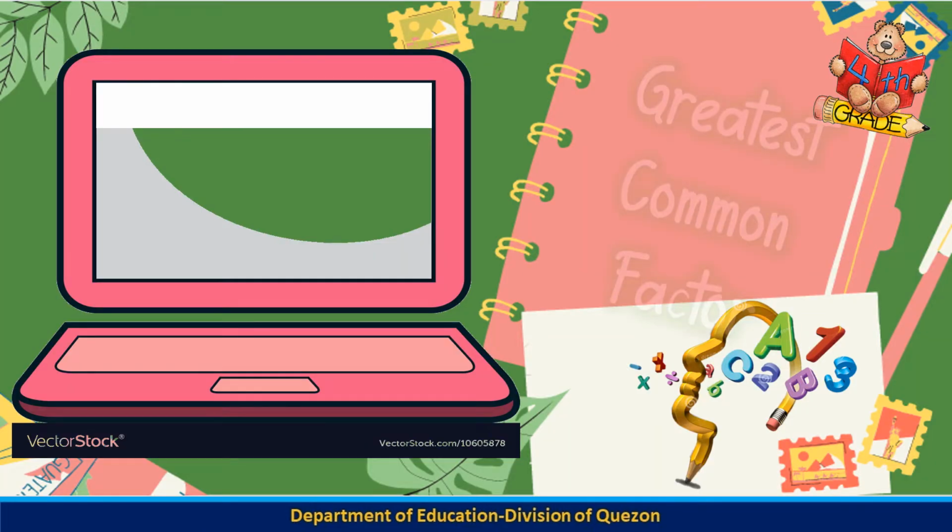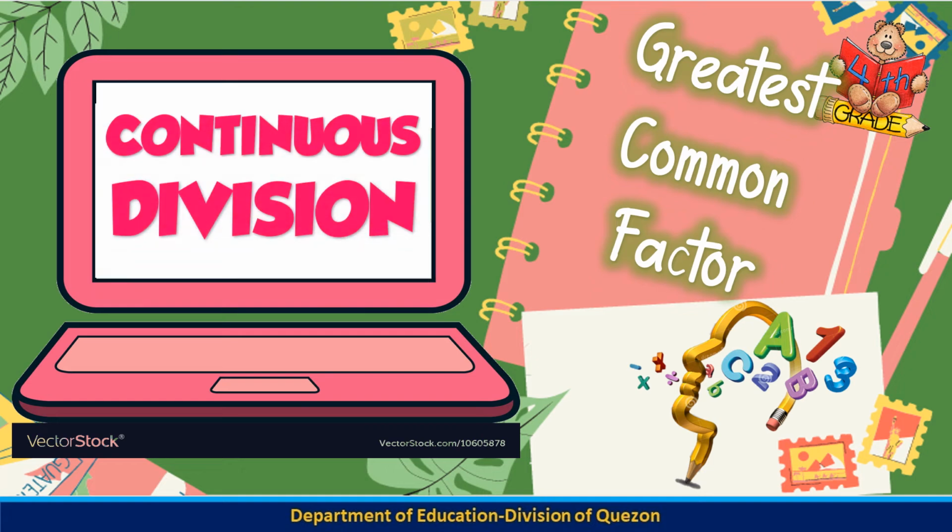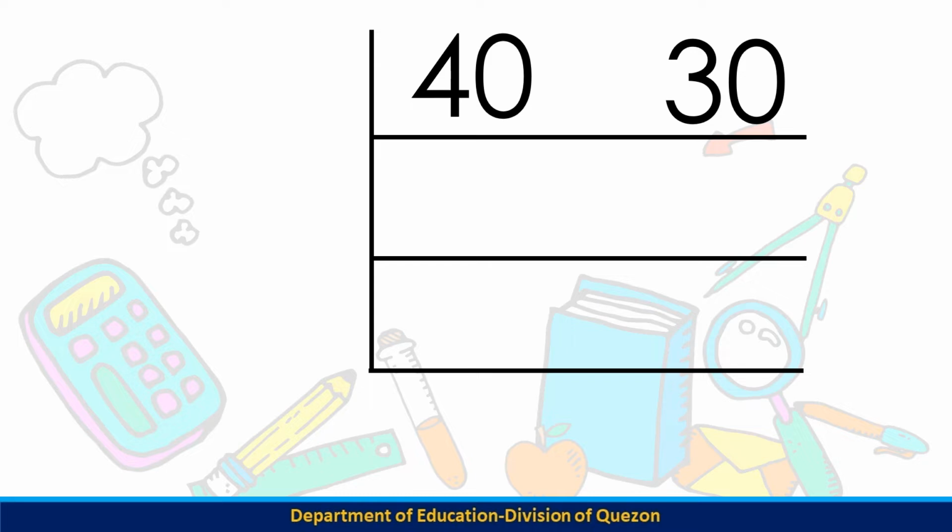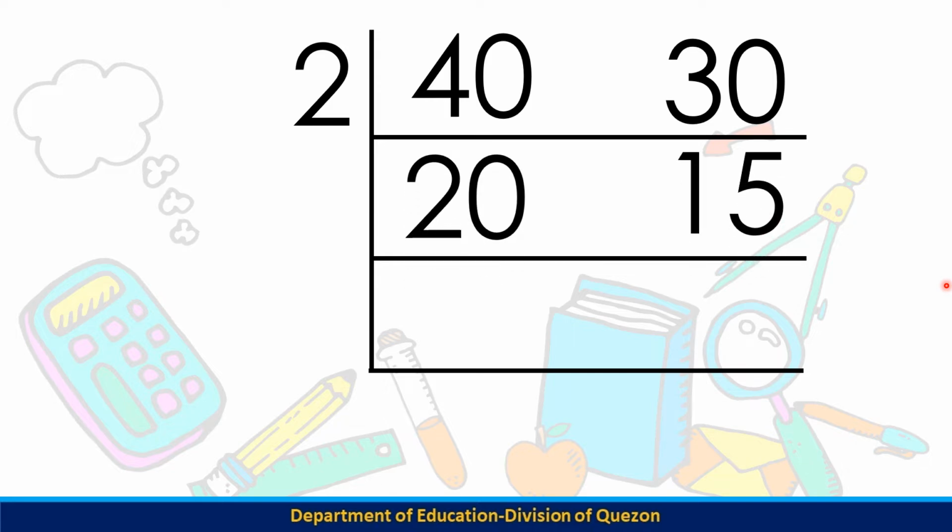Third method, the greatest common factor by continuous division. We have the given numbers 40 and 30. When we divide 40 and 30 by 2, the 40 will become 20 and the 30 will become 15. So, pwede pa po natin yang ibaba. Divide po natin naman sa 5. 20 divided by 5 is 4 and 15 divided by 5 is 3.